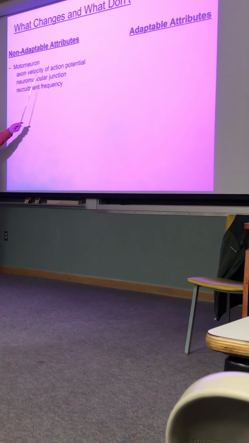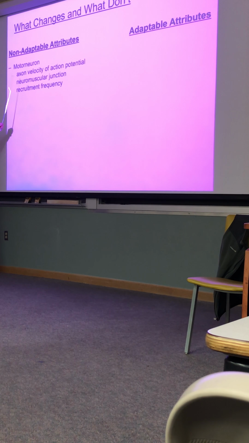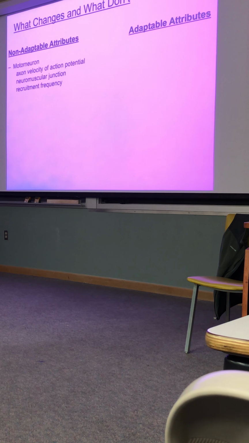The velocity of the axon potential propagation down the axon, the characteristics of the neuromuscular junction, all that stuff's pretty well fixed. And by the way, it's faster than anything that we can voluntarily do. It's over-engineered, so we don't have to really worry about that.